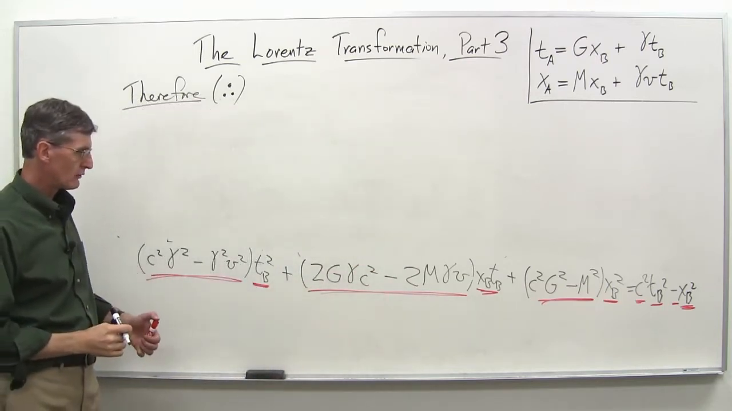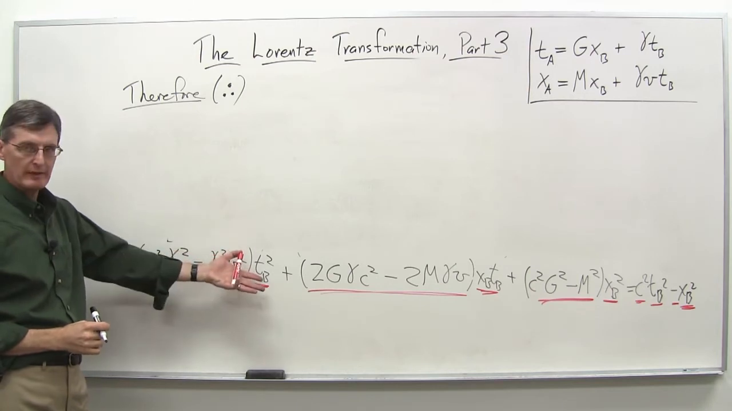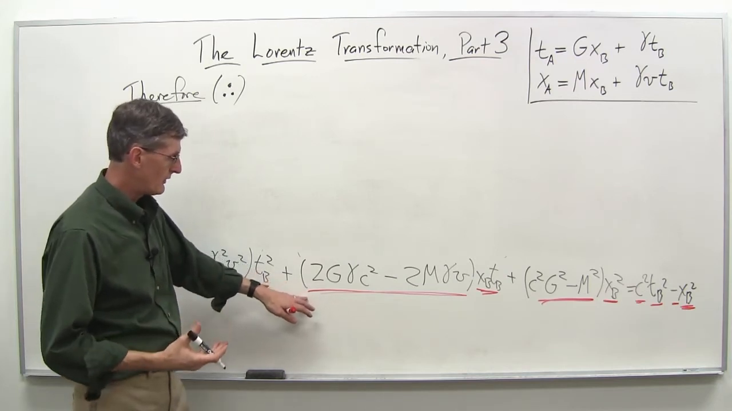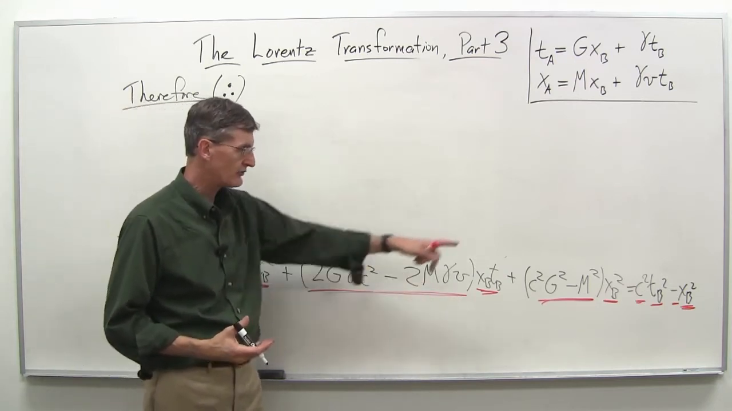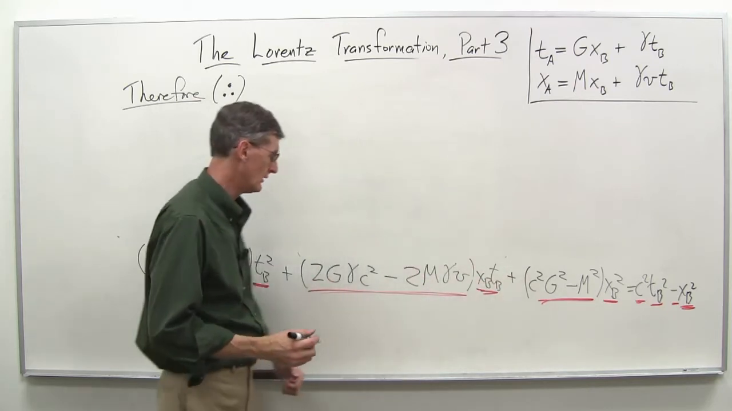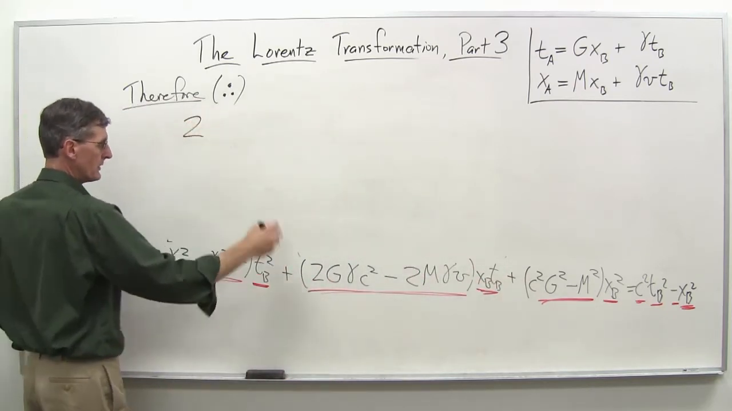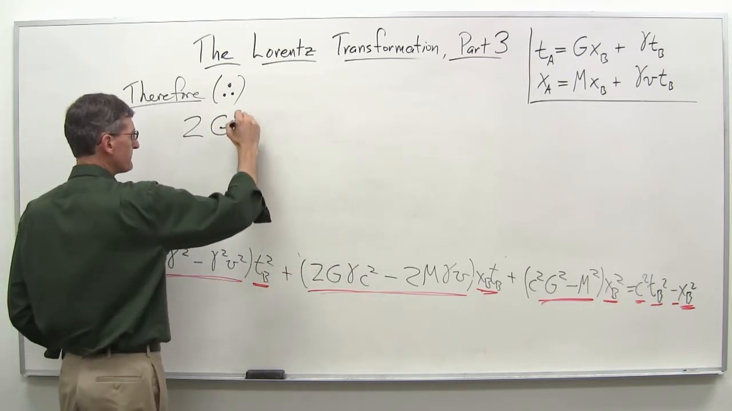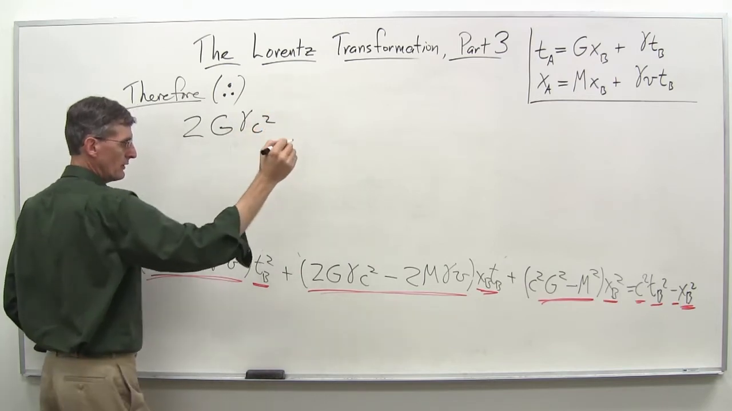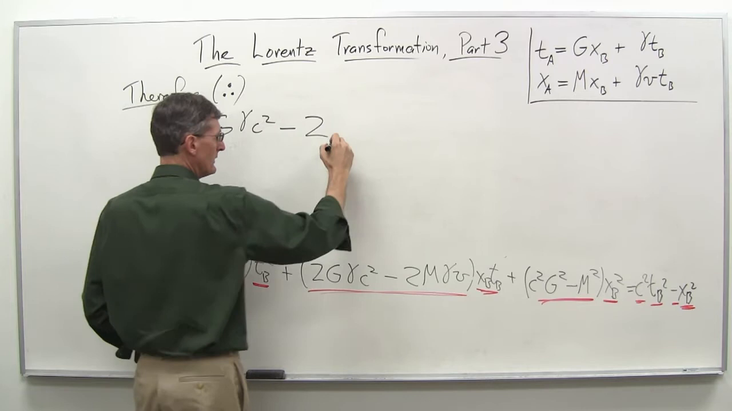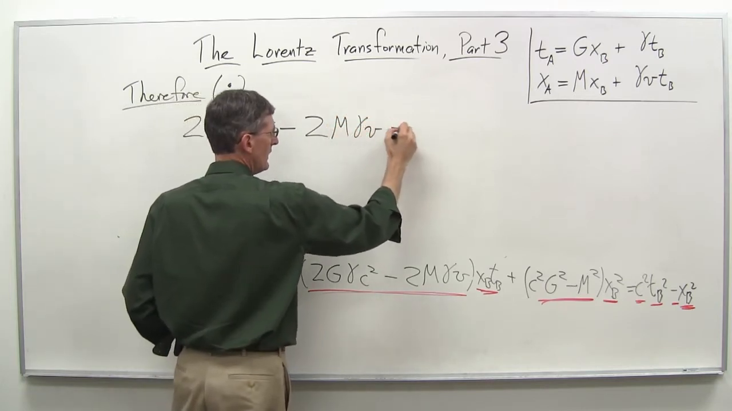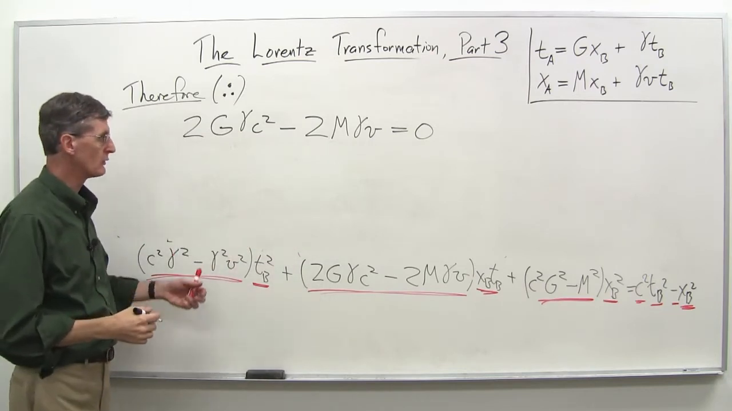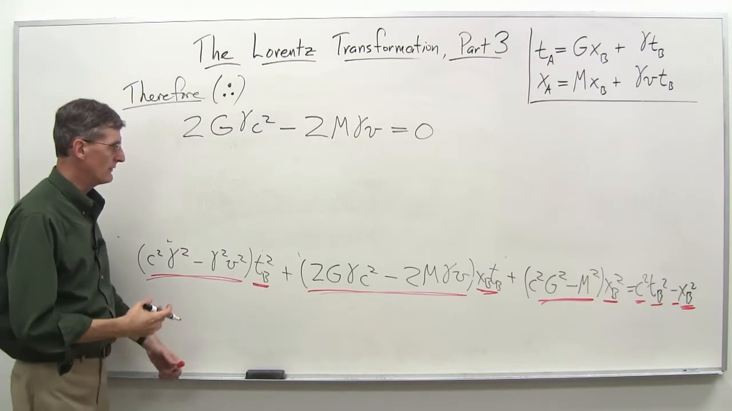And let's take a look at, let's just do the TB term here. So what this tells us, as we said before, is that this coefficient inside here has to equal 0 because there's no TB term on the other side. So what that is saying is 2 times g, remember our goal here is to find out what g and m are, 2g gamma c squared minus 2m gamma v has to be equal to 0 for the equality to hold in our original invariant interval equation. We know that's true, at least we derived it.